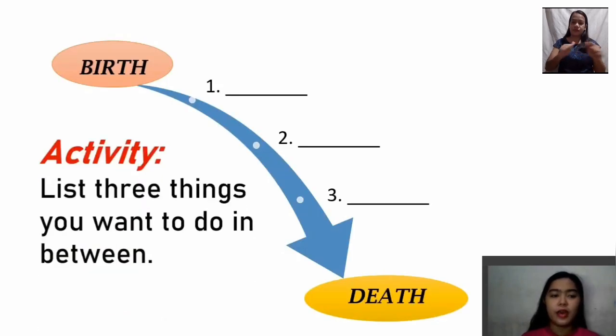Here is your first activity. I want you to list down 3 things you want to do in between birth and death. You may pause this video for a while, and when you're done, you may proceed watching this video.